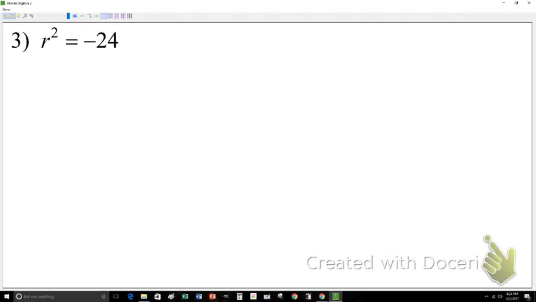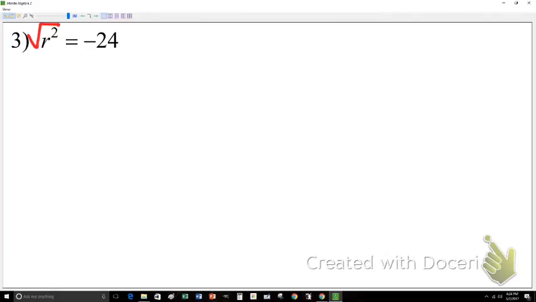I'm going to solve this equation by taking square roots. Recall that the properties of equality state what we do to one side of the equation we have to do to the other side of the equation. I'm going to get rid of the square on the r here by taking the square root of this.